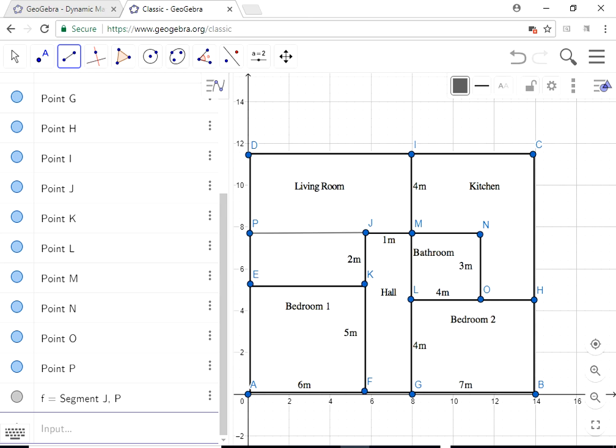And now we have to find the area for P, J, K, and E, in which we know E to K is 6 meters and J to K is 2 meters. So 6 times 2 is 12 square meters. And then we add those together. So we have our 12 square meters and our 28 square meters to make 40 square meters. So the area of the living room would be 40 square meters.